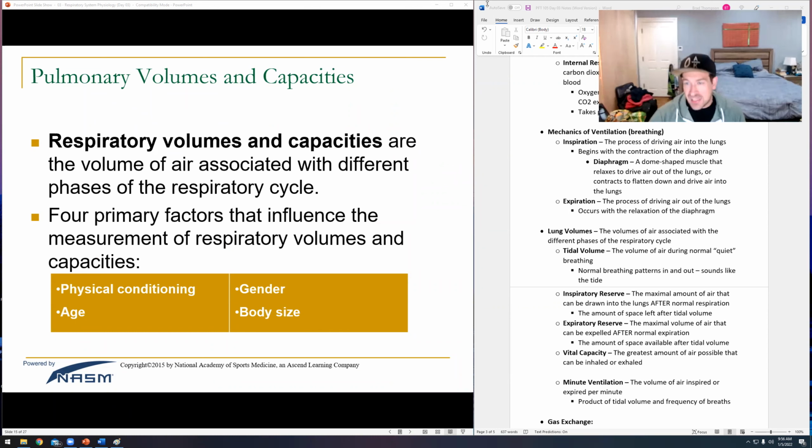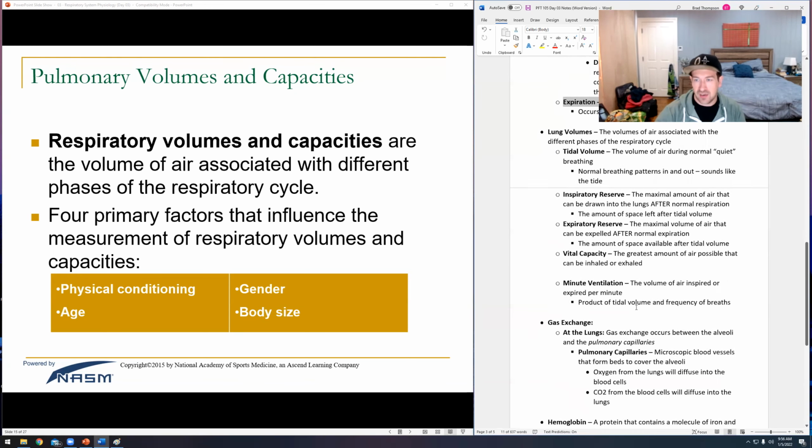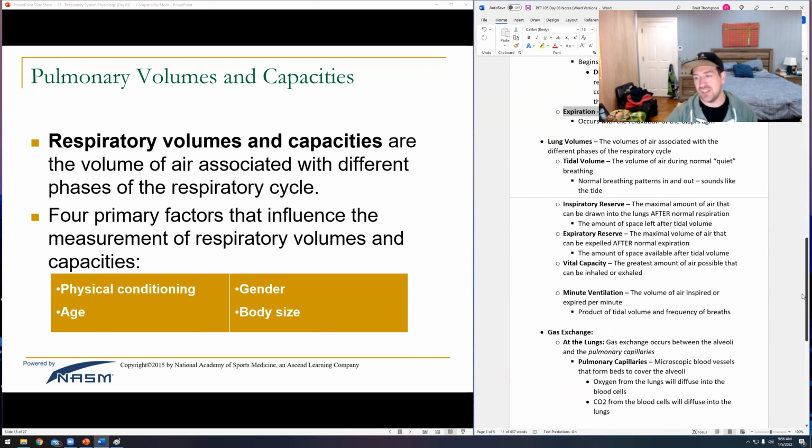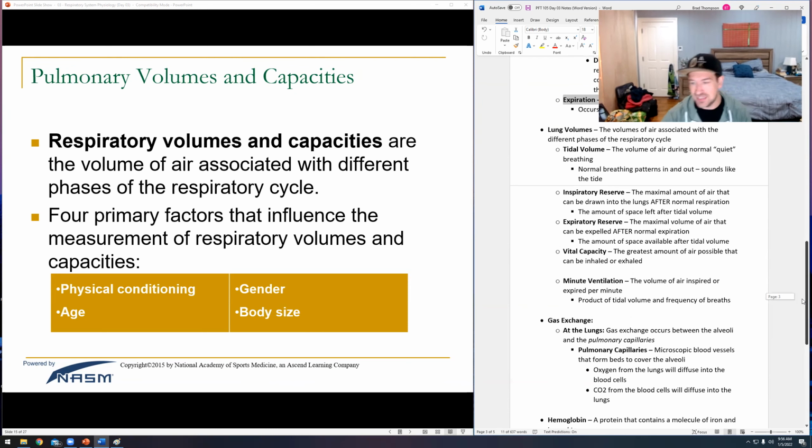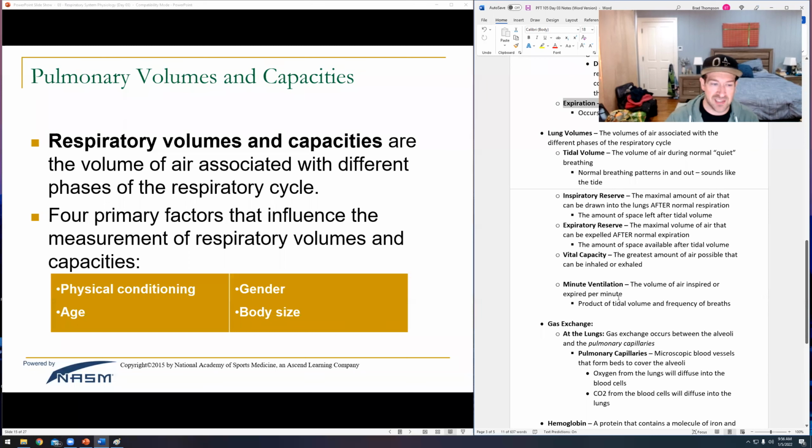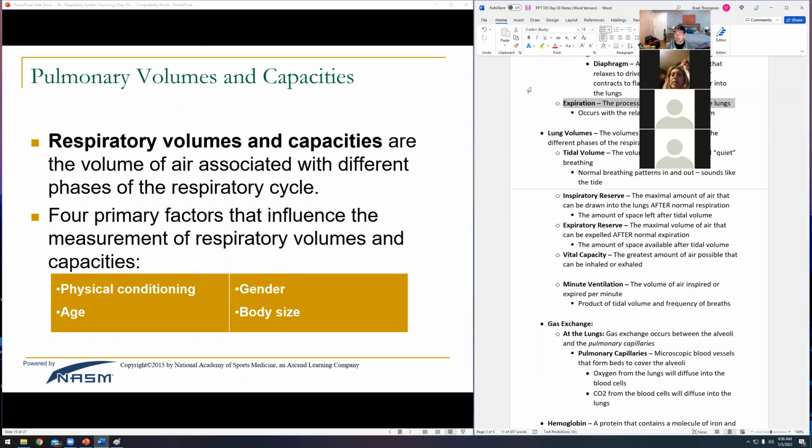So that's sort of the process of breathing, or ventilation, right? Inspiration driving air in, expiration driving air out. Now, all of us in this call are going to have ever so slightly different lung volumes based on our physical conditioning. If you exercise a lot, guess what? Your diaphragm is going to get really strong. Your intercostal muscles, the muscles between your ribs that also help with breathing, are going to get really strong, right? So chances are you'll be able to drive in more gas than somebody who's never exercised before.